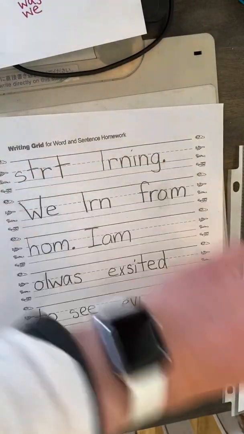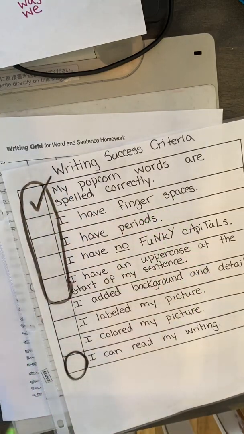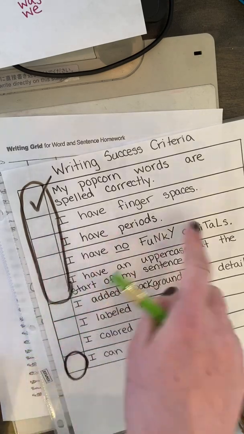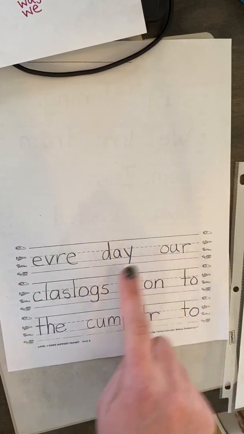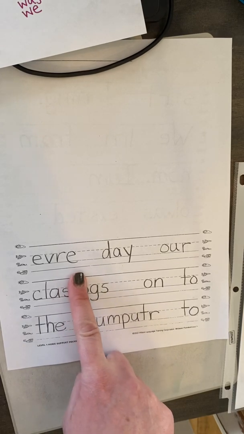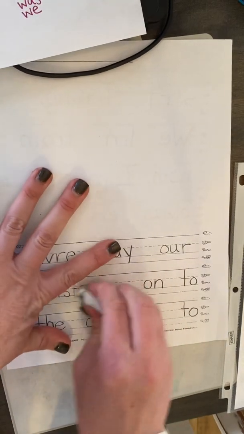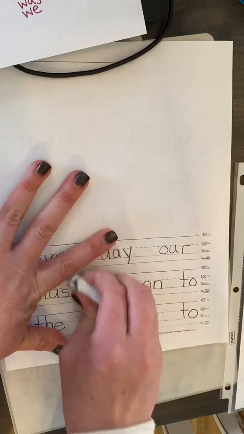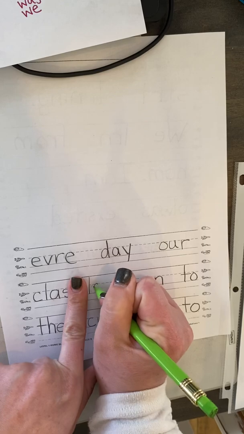Okay, so now I can check the first one off because my popcorn words are all spelled correctly. Notice that I just read my writing multiple times just to check if my popcorn words are spelled correctly. Now I'm going to read it again as I check to make sure there are finger spaces between each word. Every, finger space, day, finger space, hour, class, finger space. Do I have a space between class and logs? I do not. So I'm going to get my better eraser and do a finger space right after class, logs.